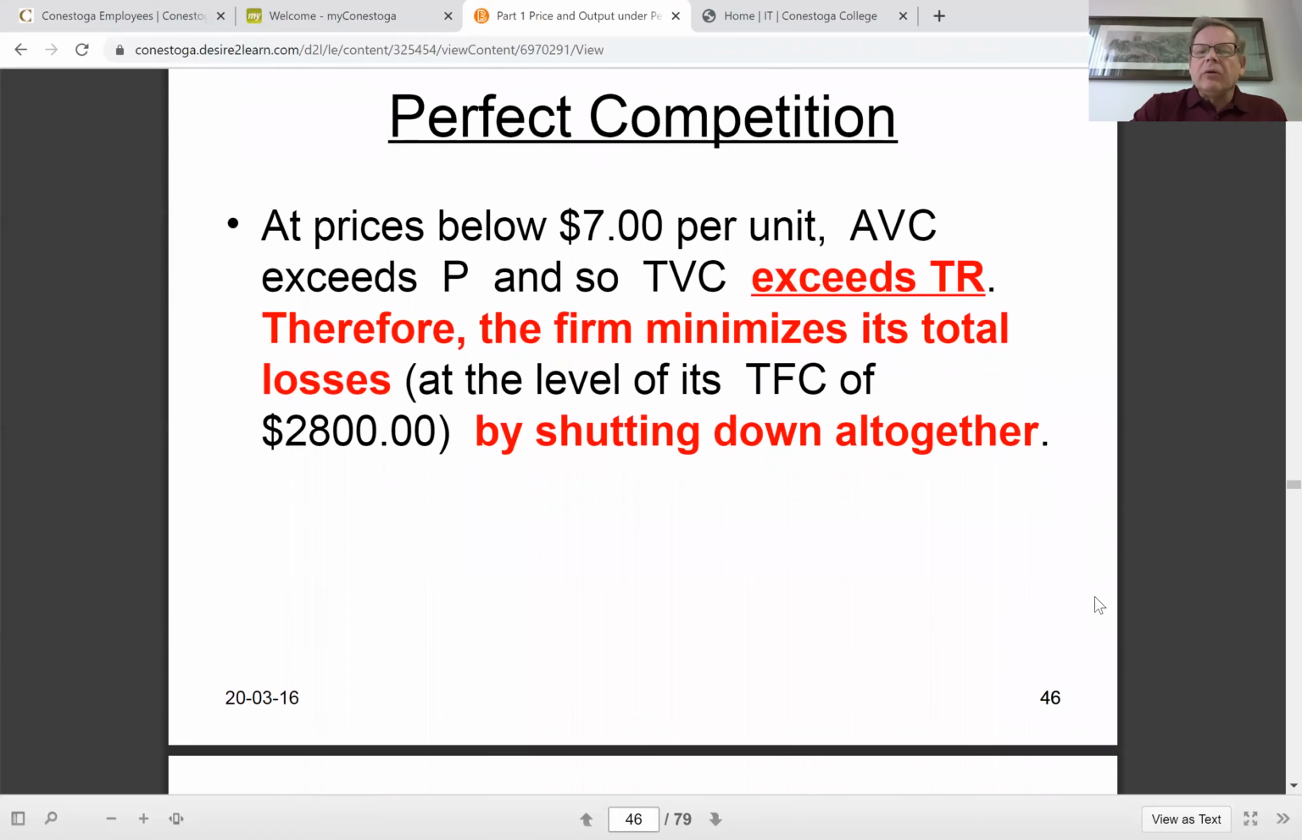At prices below $7 per unit, average variable cost exceeds the price, and so average variable cost exceeds total revenue. Therefore, the firm minimizes its total losses by shutting down altogether. Please highlight all of this bullet point on slide 46.